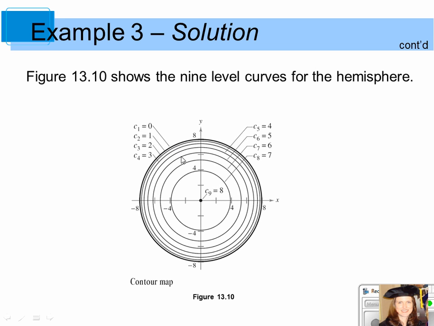Now, in terms of how steep the surface is, you can see as the contour lines are closer and closer together, you have a steeper portion of the surface. These contour lines are further apart, it's not as steep.